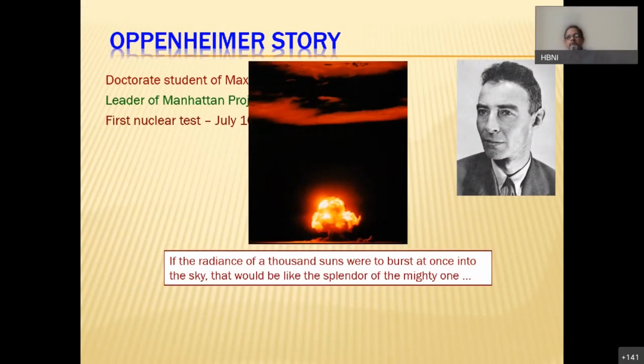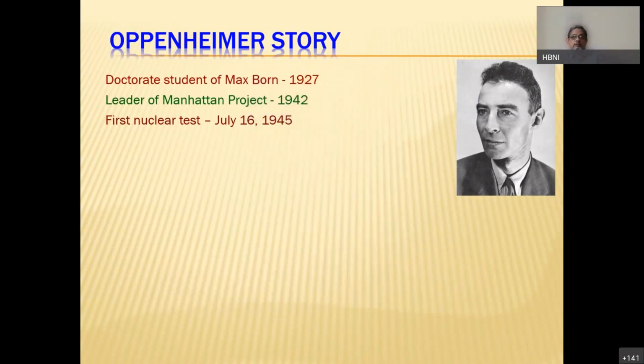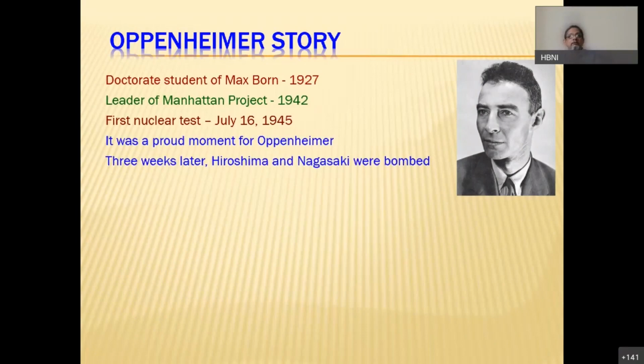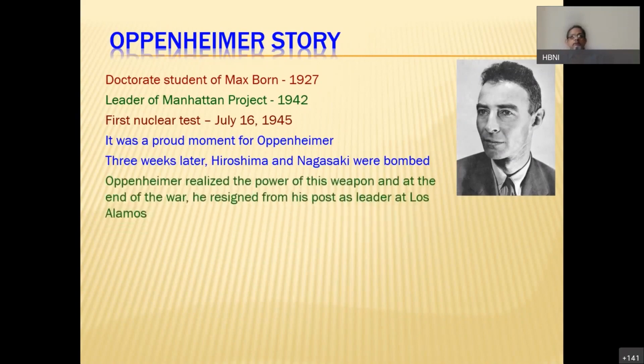And then there was this quote which was made by Oppenheimer at that time: the radiance of a thousand suns were to burst at once into the sky, that would be like the splendor of the mighty one. And of course, in hindsight, at that point of time, it was a very proud moment for Oppenheimer, when the first test explosion happened. But then he had misgivings about it, because 3 weeks later, we had the bombing of Hiroshima and Nagasaki in Japan. So Oppenheimer realized the power of this weapon which he helped to build. And at the end of the war, he resigned from the post as leader of the Los Alamos facility.